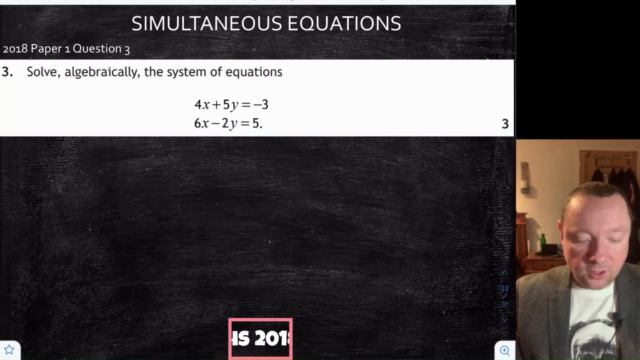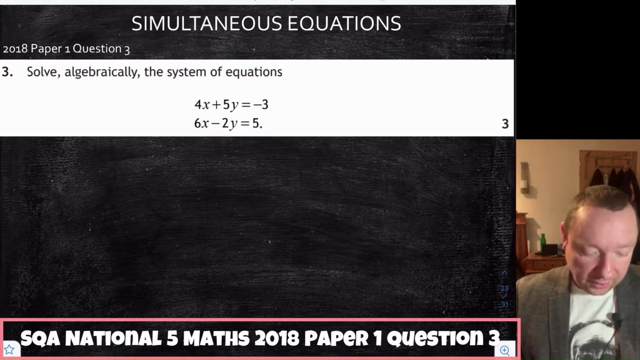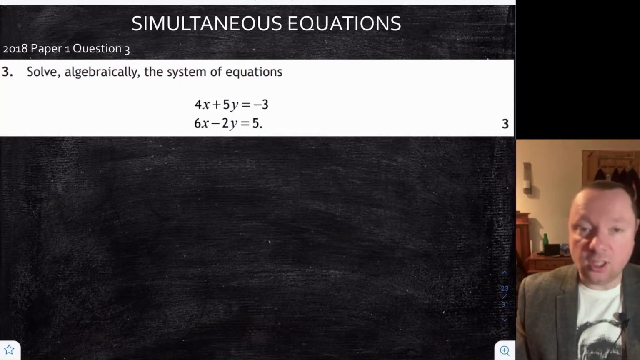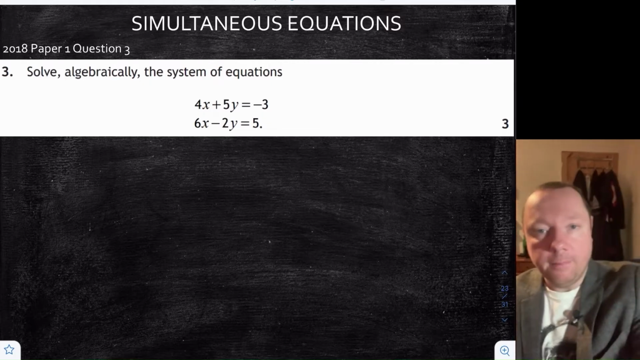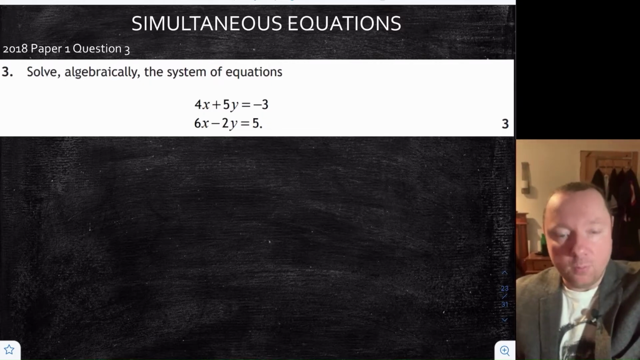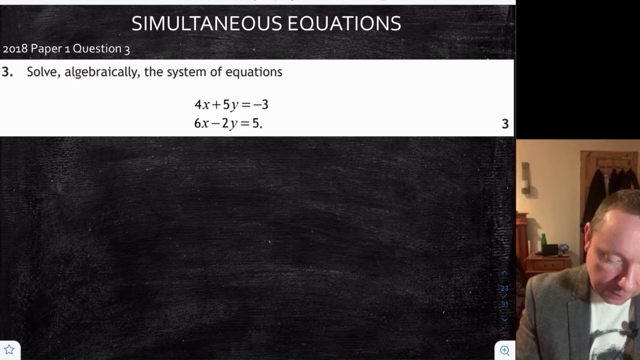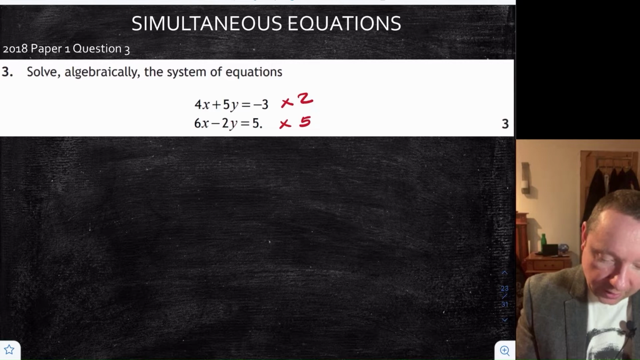SQA National 5 Maths 2018 Paper 1 Question 3. Solve algebraically the system of equations. So as you see, it's the same thing over and over again. We'll just solve them the same way, make the x's or the y's the same. So this time, I'll make the y's the same again. So I'm going to times this one by 2 and times this one by 5. This will give me 10 for both of them.